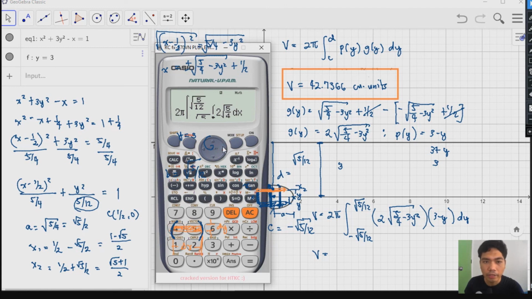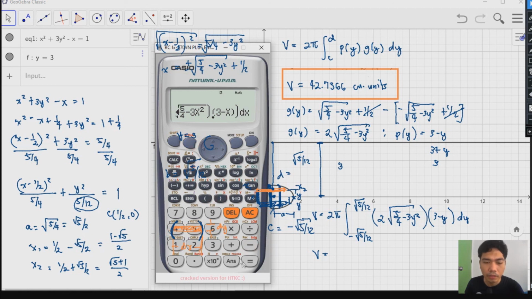So, again, ginawa natin is in-express naman natin siya in terms of y rather than x kasi our strip, horizontal strip, is actually parallel to the axis of revolution. So you multiply this by, so it is always better to use parenthesis na lang dito kasi very prone to error yung multiplication symbol natin. So we have 3 minus y.